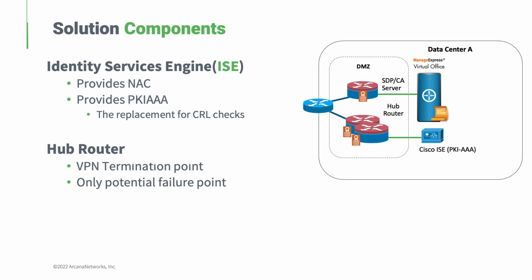This is the only true potential failure point within the MEVO architecture, meaning when we talk about network access from the remote site back to the corporate network, if the hub router fails, then that can cause network downtime. Anything else, so the SDP router, MEVO, or the ICE server, if any of those fail, you will not notice anything. And luckily, the hub router is also the easiest thing for us to build redundancy and high availability into. So that is not something we need to be worrying about.